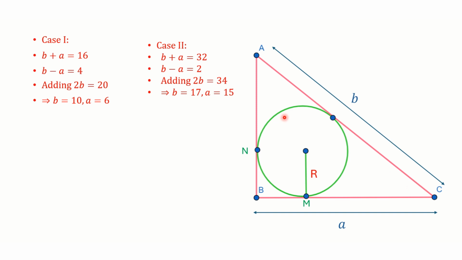Now if you remember one theorem in geometry that says if you have an external point and on the same circle you draw two tangents, the length of this tangent and this tangent will be equal. So if this length is x, then this length will also be x. Similarly, this is an external point from which this is a tangent and this is a tangent, so this length and this length will be equal.